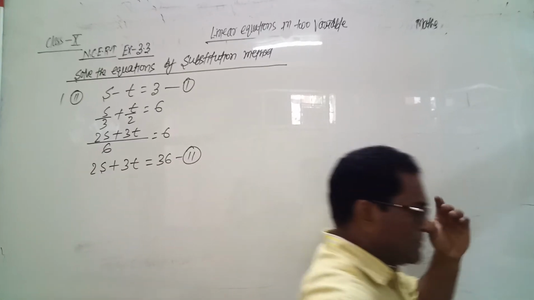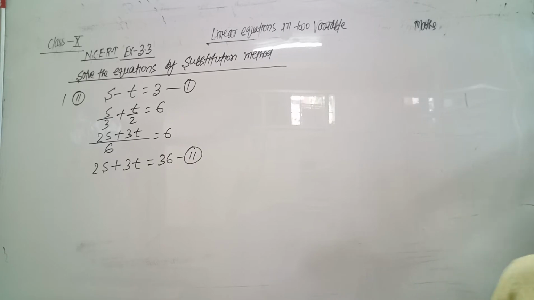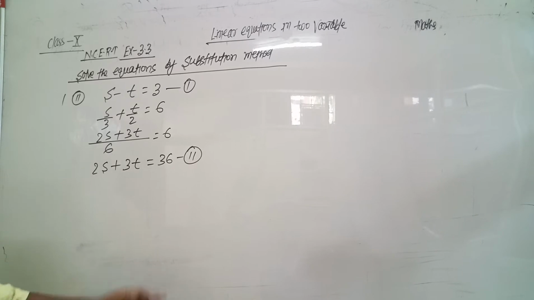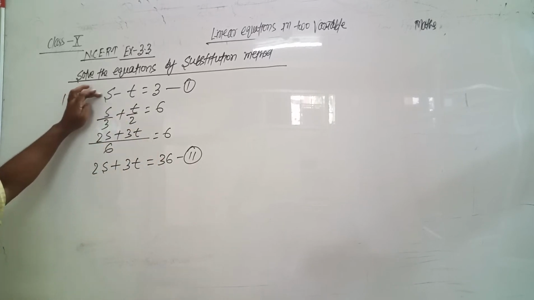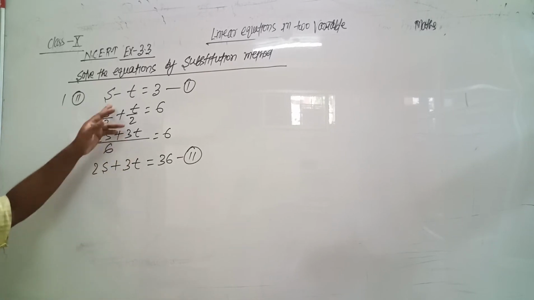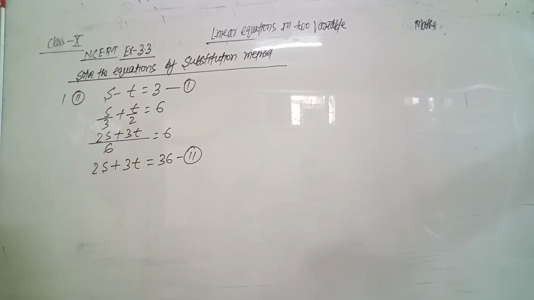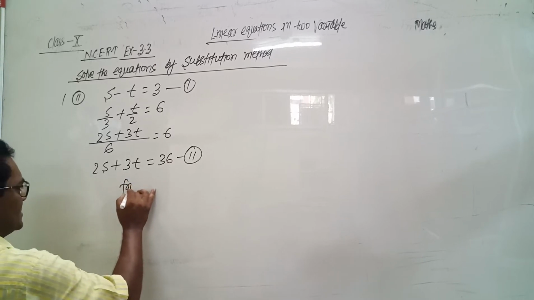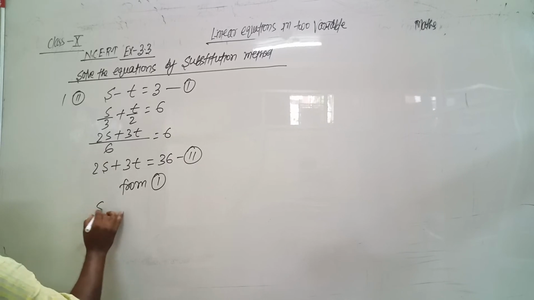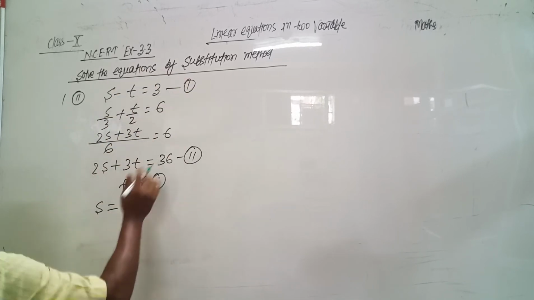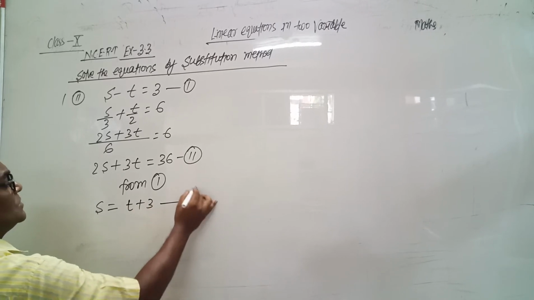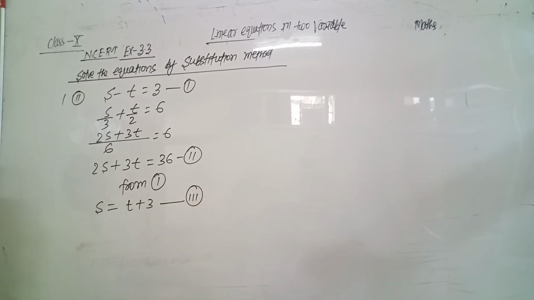In substitution method, we have to eliminate one of the variables, either s or t, from either equation first or equation second. So we will eliminate s from the first equation. We write from first, the value of s will be eliminated. So s becomes, minus t will go on the right side, becomes positive. s equals t plus 3. Name it the third equation.